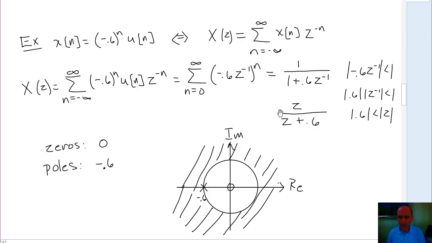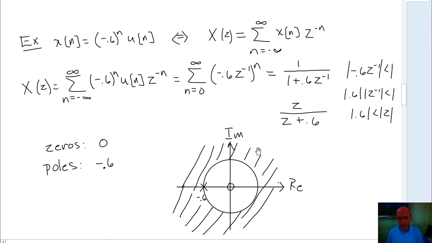Now, if we look at this final rational function of z, we see that if z is equal to 0, this is going to be 0, so we have a zero at z equal to 0. And we look at the denominator, if we have the denominator equal to 0, of course this is going to go to infinity. And so if z is minus 0.6, this will be infinity, and so that's our pole of x of z.